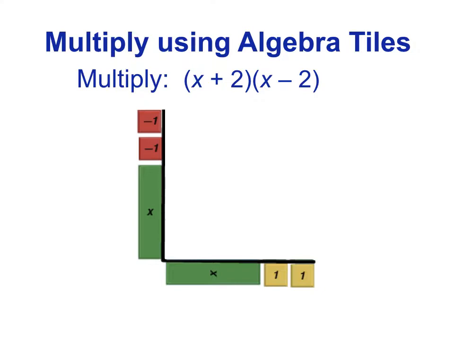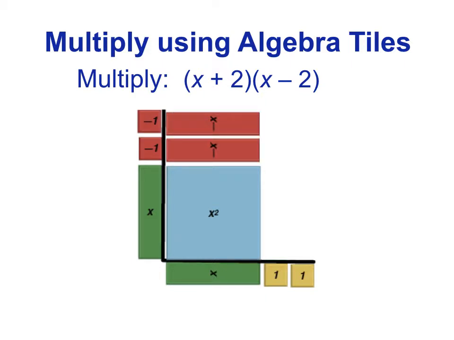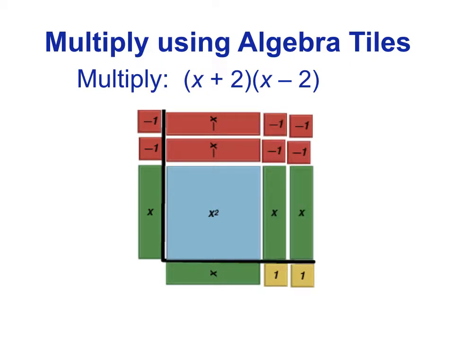If I were multiplying x plus 2 times x minus 2, I would set it up with one of the factors as the base of my rectangle and the other as the height. So I have x plus 2 as the base and x minus 2 as the height. I would multiply my two linear terms, x times x, to equal positive x squared. Now I can multiply my x on the bottom times negative 1 on the height to give me negative x, and another negative x. X times 1 is x, and negative 1 times positive 1 is negative 1.